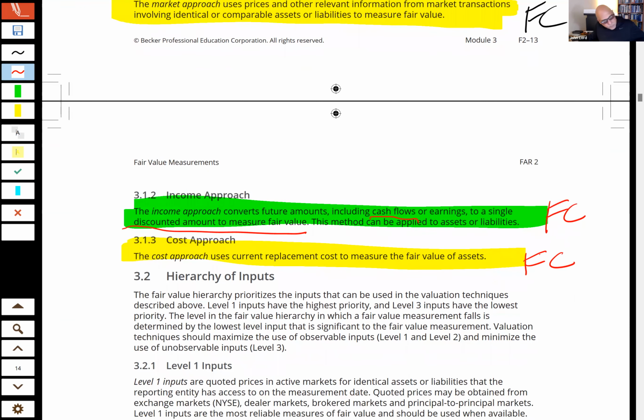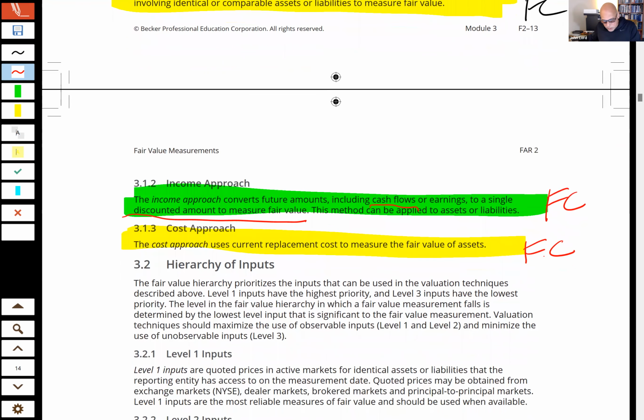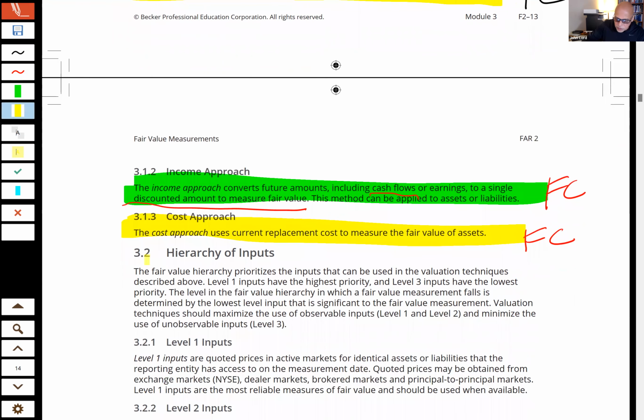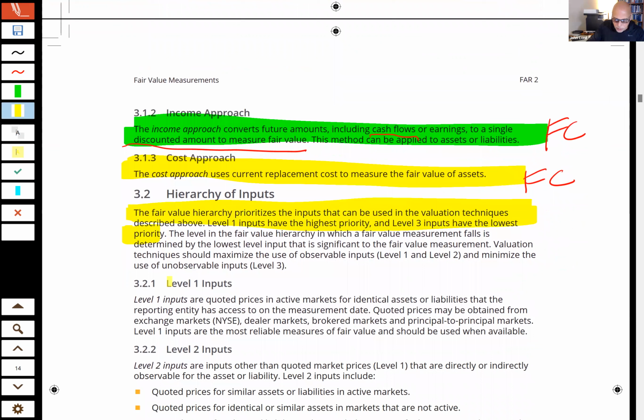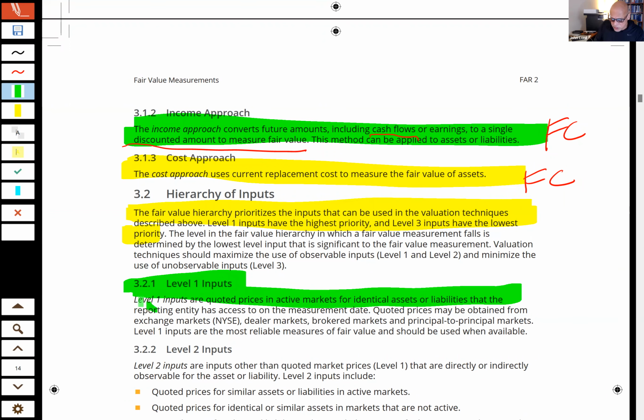So when we look at the hierarchy of inputs, we have 3 levels, and they go in order of best to least reliable that you sort of use, you know, if all else fails. Okay, so level 1 inputs are pretty easy. A level 1 input says, well, what is the quoted price of the identical asset? You hold a stock in Apple, you need to carry that at fair value. So you look, you say, well, what was Apple trading at on December 31st? You have the identical asset.